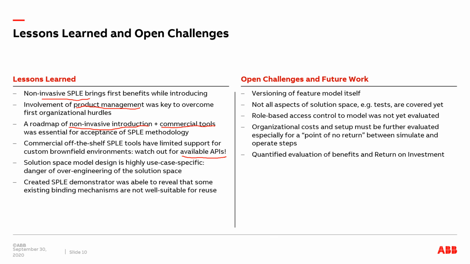Open challenges are still remaining, so we need to cope with versioning of the feature model and included features. We need to cover aspects of our solution space like the test system, which hasn't been covered yet. And we need, for instance, to define a process of using the SPLE tool. We need to assess the role-based control options, which are available for pure::variants tooling. Once we have that, we plan to make further steps on the SPLE adoption and then collect data, costs and benefits and present them in a quantified way, and also to weigh them in terms of return on investment.